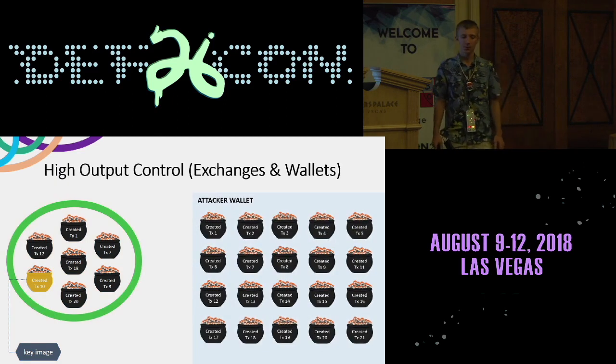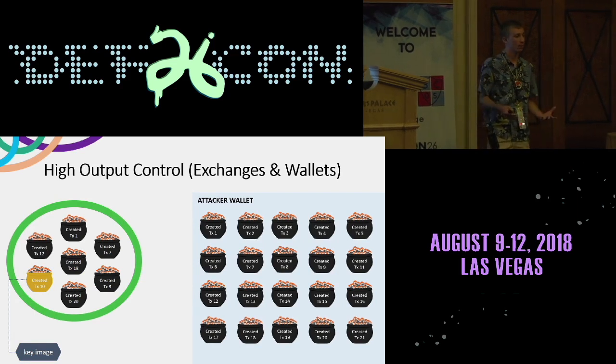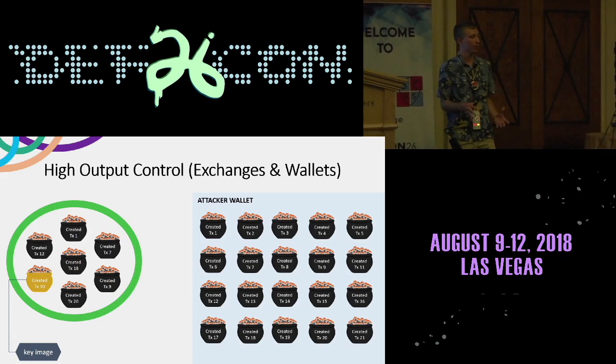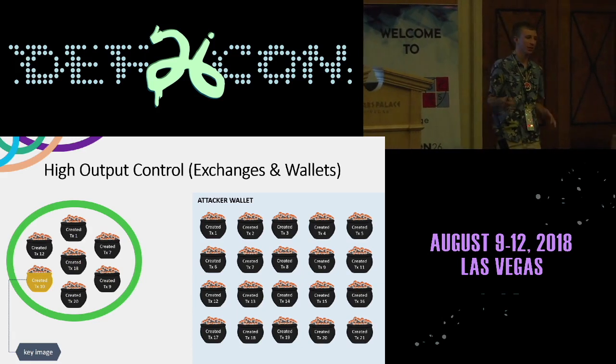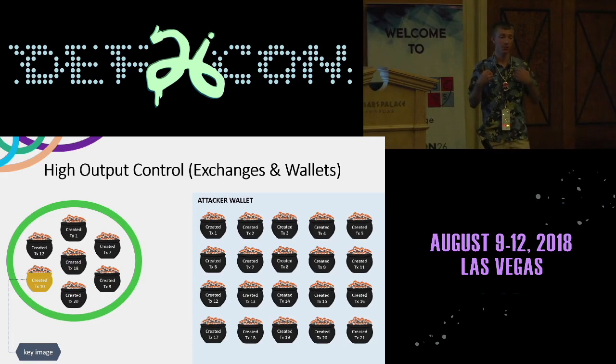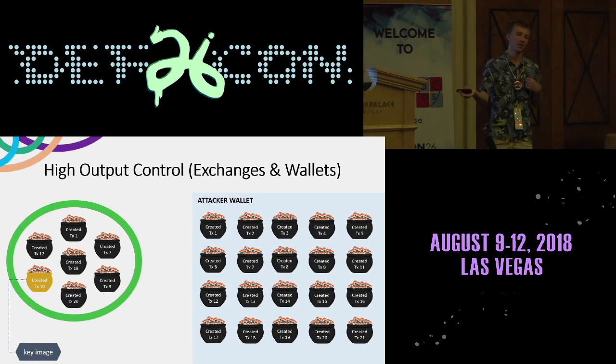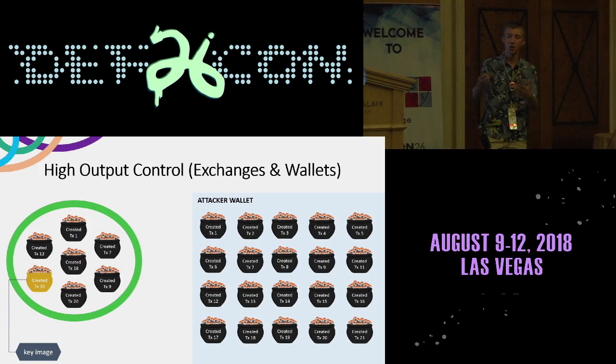So the last one I really want to talk about, and this is pretty straightforward too, is the idea of an exchange or a wallet provider touching a lot of outputs and therefore having high visibility of a large proportion of outputs. If I'm an exchange and I possess a very large amount of Monero outputs and you include my outputs in your ring signature, since I own that output, I know you did not spend it. Right? So it's like, I know you can't spend my money, so I know it is a decoy.